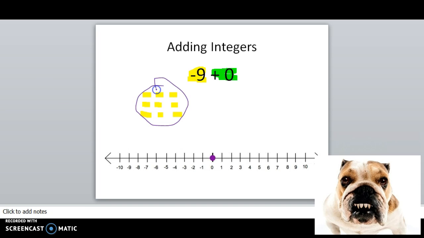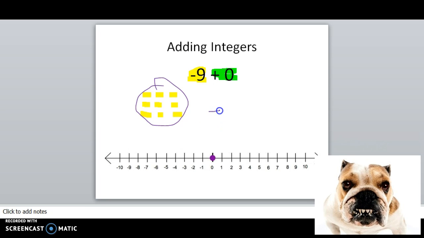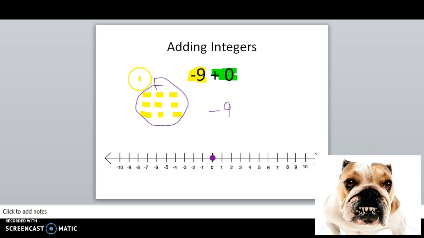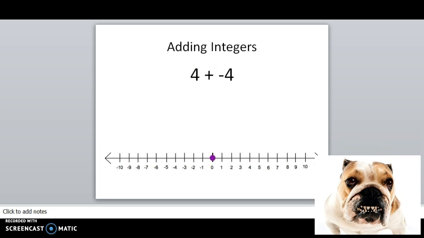Anything plus 0 is the other number because you're not adding anything to it. Just as if we were to look at our number line at negative 9, since I'm not adding anything to it, I'm staying where I am. So my final answer is negative 9.